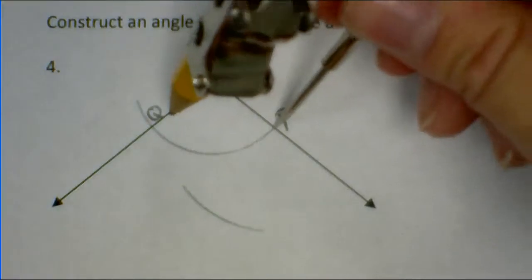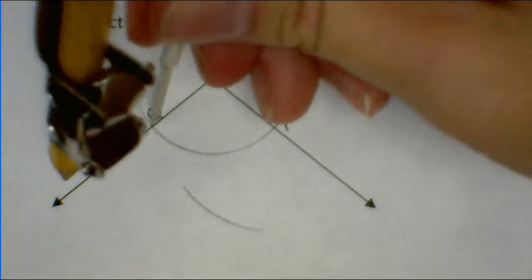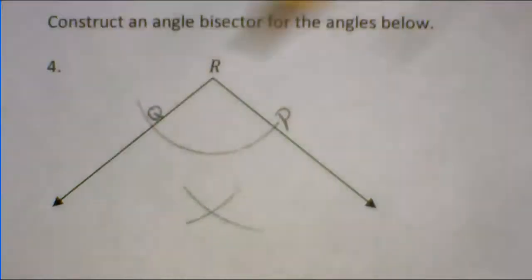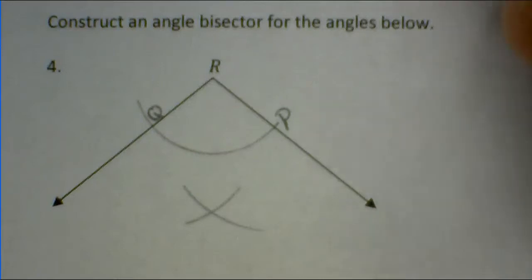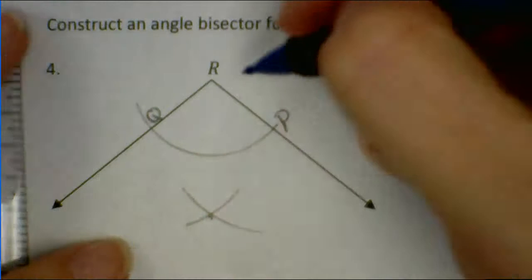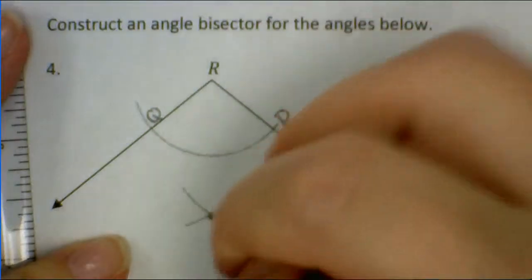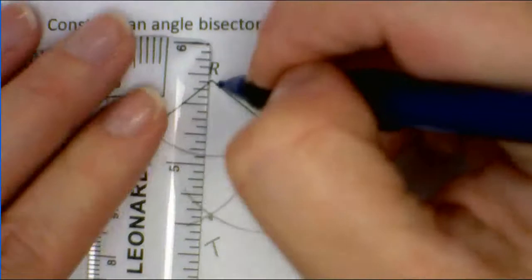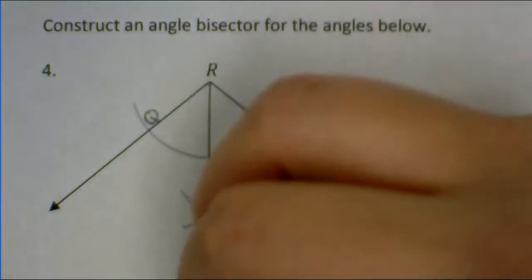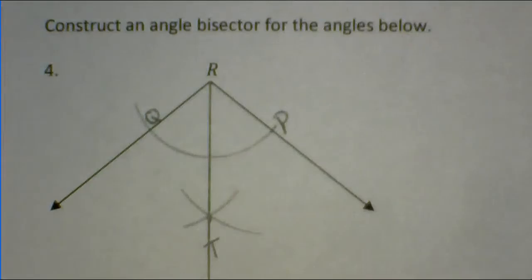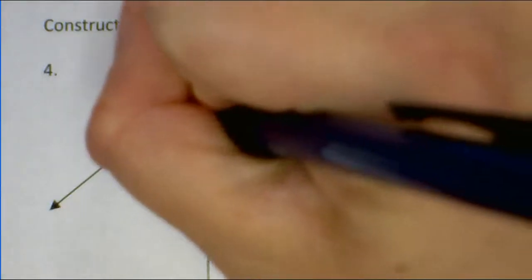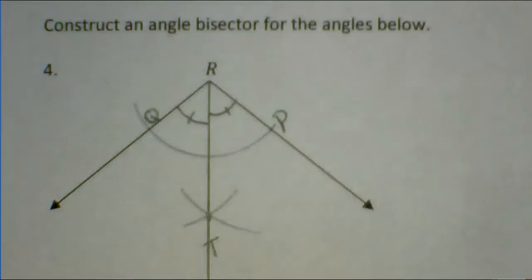But now keep your setting. Without adjusting the setting, place the point on Q and do the same thing and make another arc. And where that intersection is, we're going to label that point R. Oh, not R, we already have an R. Let's do T. Sorry. And then we're going to draw a ray connecting R through T. And what we created was an angle bisector. Ray RT ends up being the angle bisector, so we have some congruent angles.